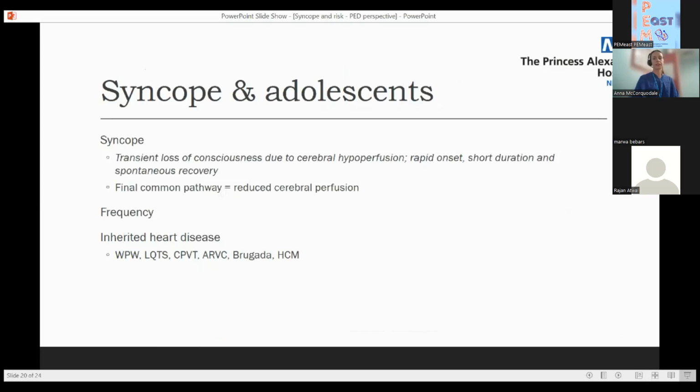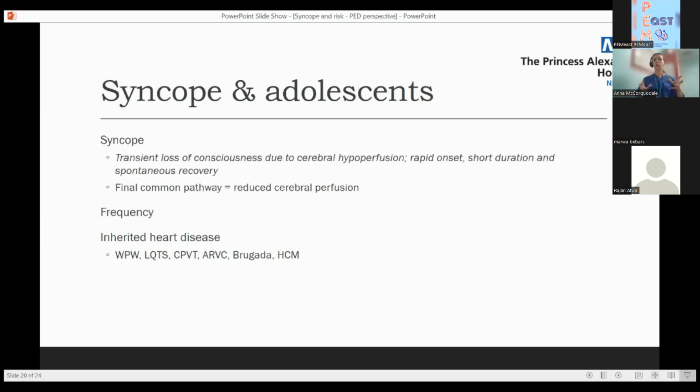So let me summarize a little bit about syncope and adolescence. I think we see it every day. It's a transient loss of consciousness due to cerebral hypoperfusion. It should be rapid onset, short duration, with spontaneous recovery. The final common pathway here is reduced perfusion. The frequency is high. The frequency of it being a vagal, non-cardiac cause is incredibly high and will be the majority of people that you see.